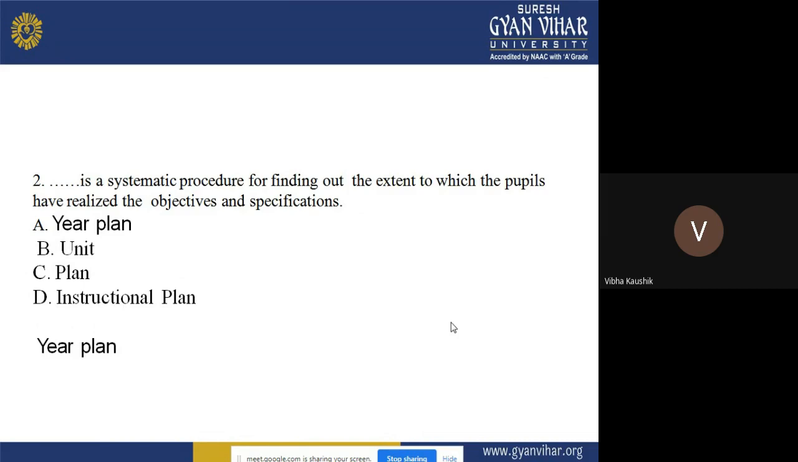Second, dash is a systematic procedure for finding out the extent to which the people have realized the objectives and specifications. Which is the systematic procedure for finding out the extent to which the people have achieved those objectives or specifications? Options are A year plan, B unit plan, C plan, D instruction plan. Now you have to select the correct one, and the correct one is year plan.